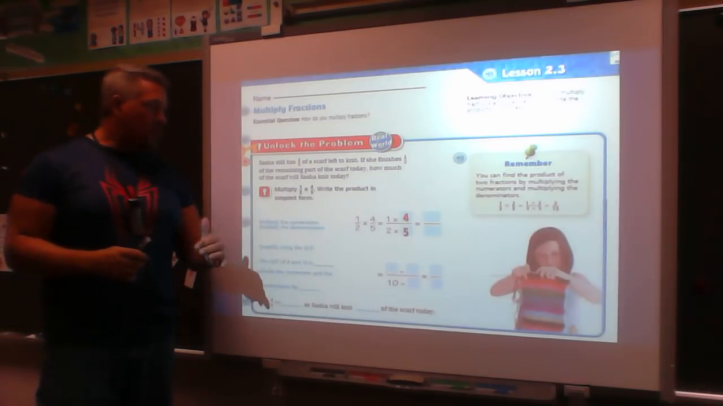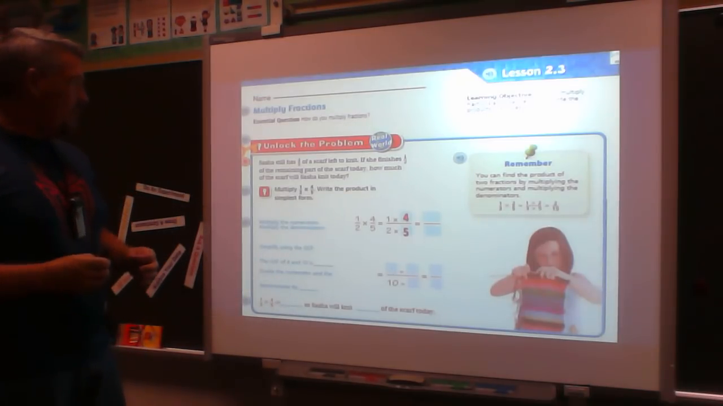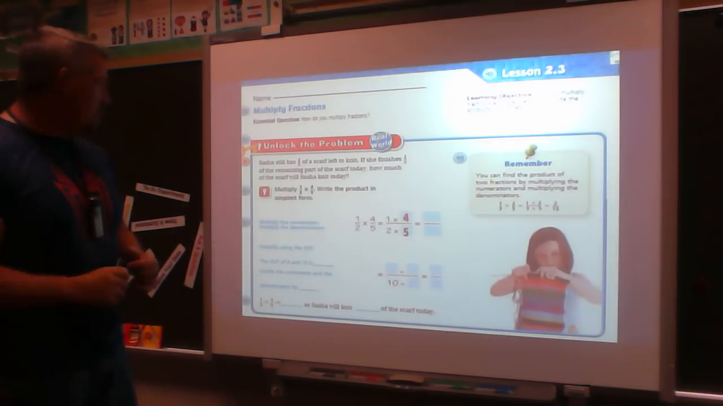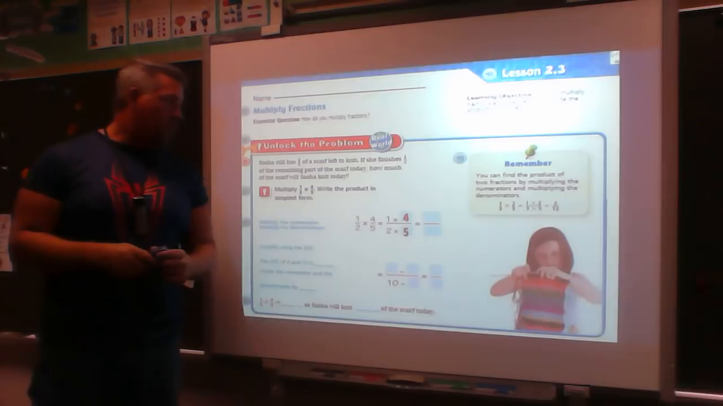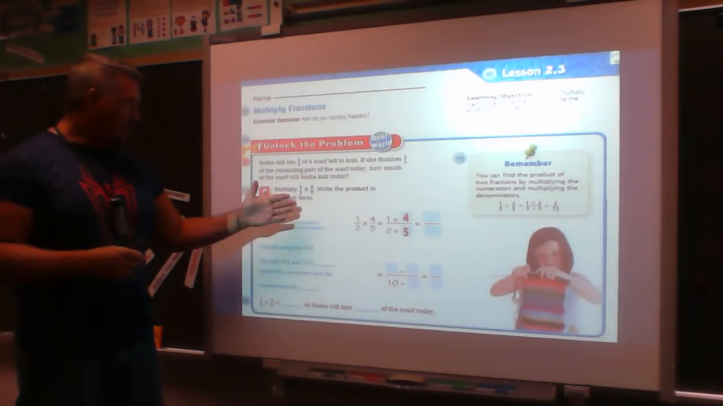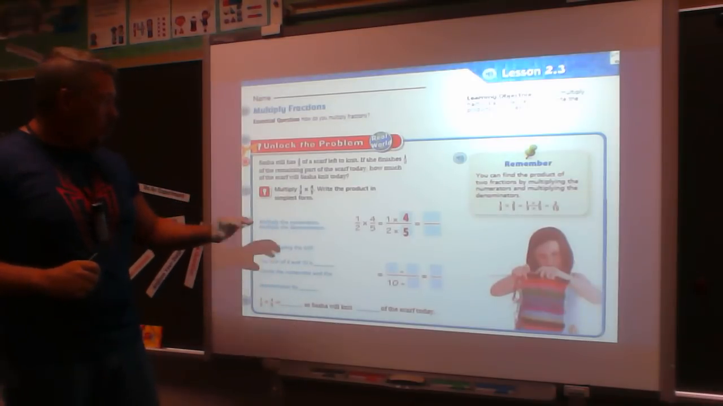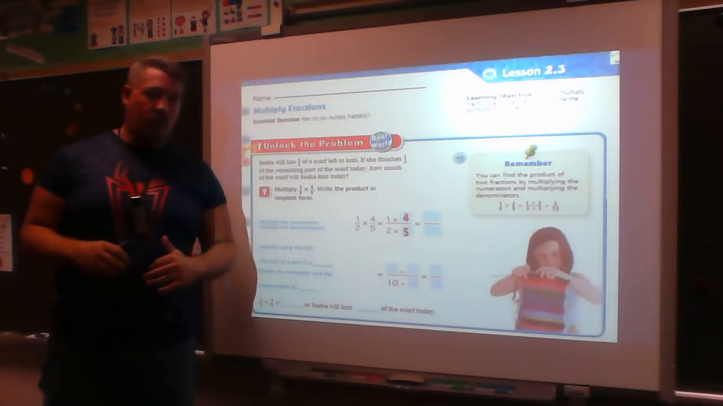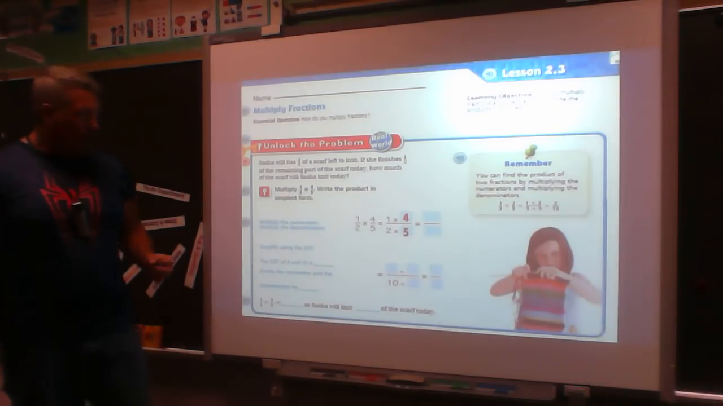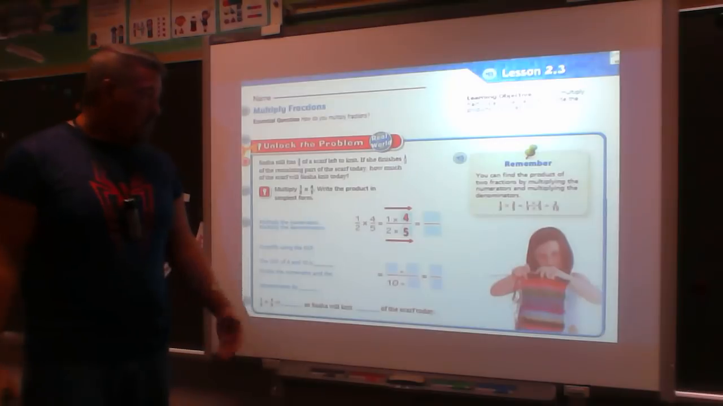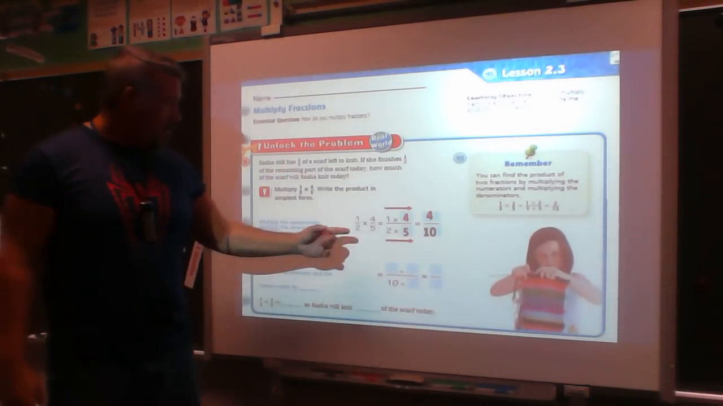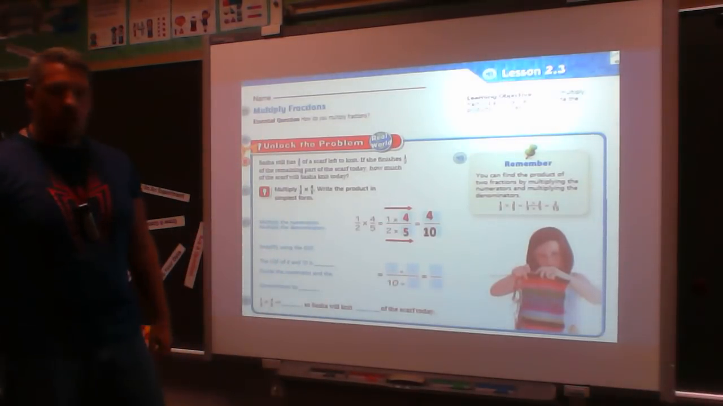Sasha still has 4/5 of a scarf left to knit. If she finishes 1/2 of, keyword of means multiply, the remaining part of the scarf today, how much of the scarf will Sasha knit today? So they show us, we're going to multiply this basic 1/2 times 4/5. Can I multiply fractions? Yes, I can. How do I do it? I multiply straight across. All right, that seems easy enough. 1 times 4 is 4, and 2 times 5 is 10. Yeah, we can do that.